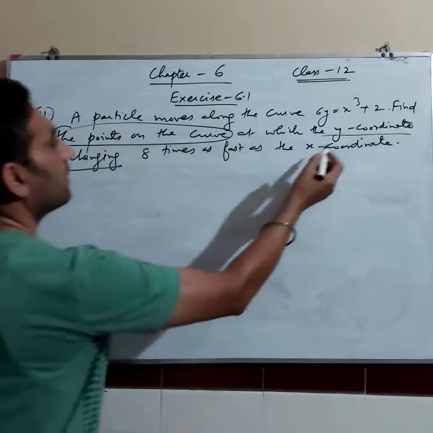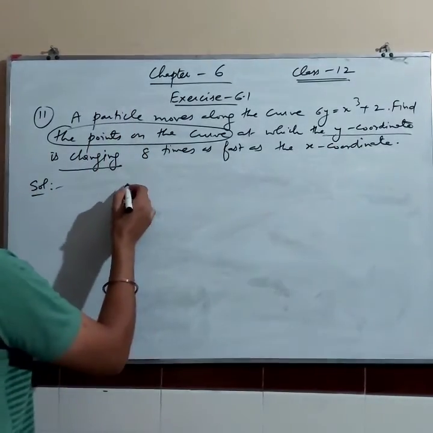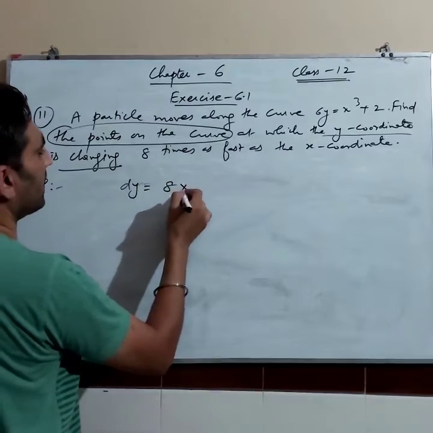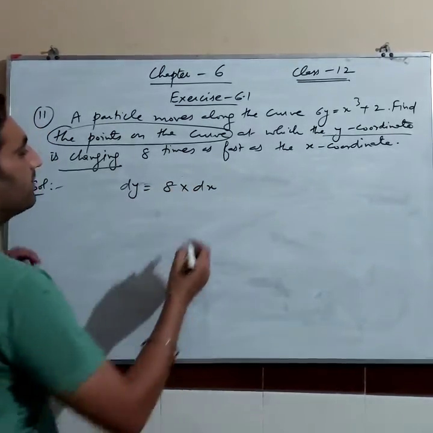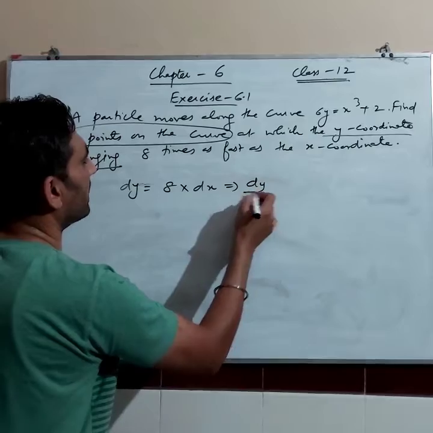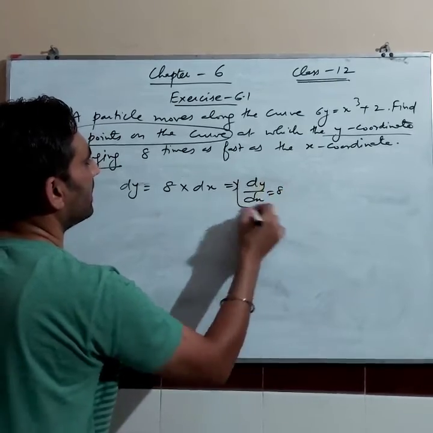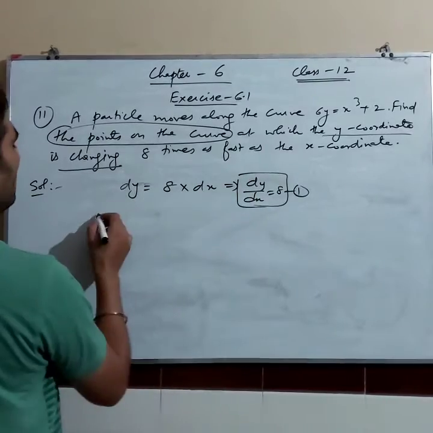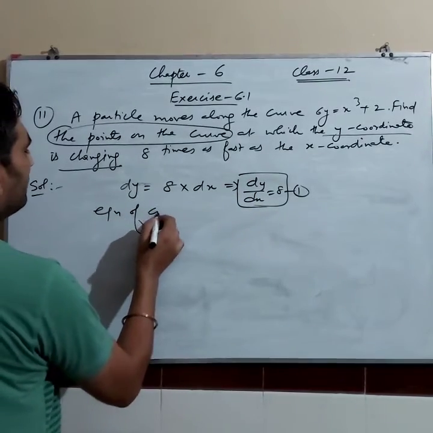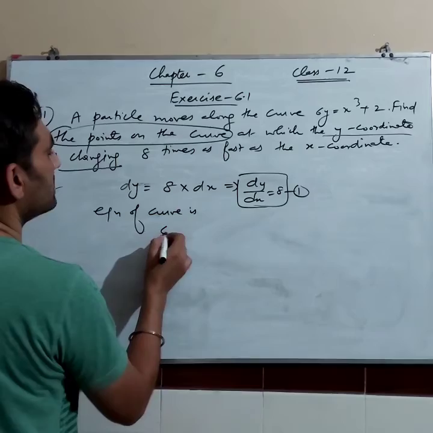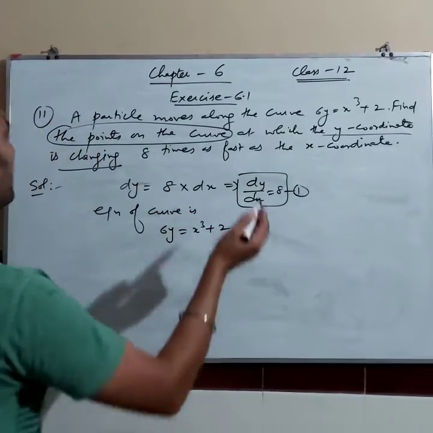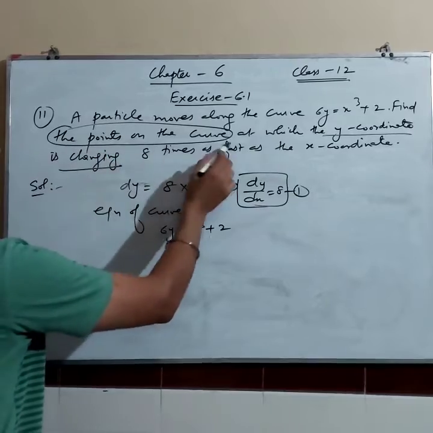Solution: y coordinate is changing means the rate of change of y coordinate is 8 times the rate of change of x coordinate. It implies we have dy over dx equal to 8. Mark it as the first equation. Next, you have the equation of the curve, 6y equal to x cube plus 2. You have to find the coordinates of points on the curve.